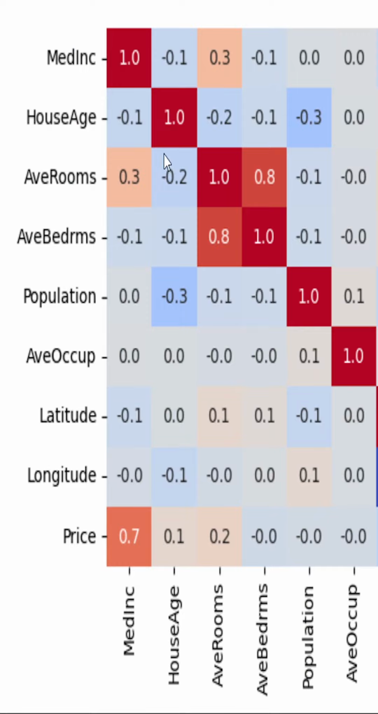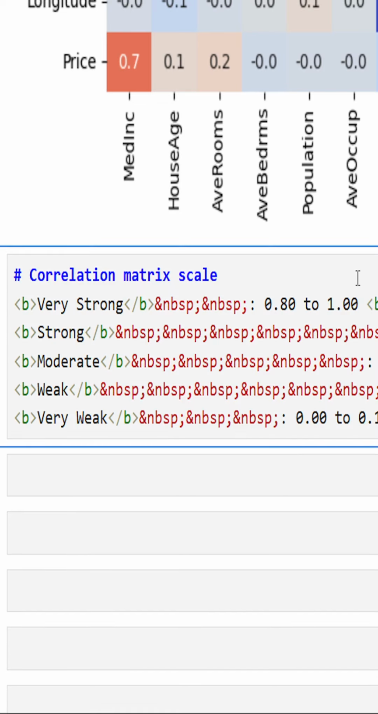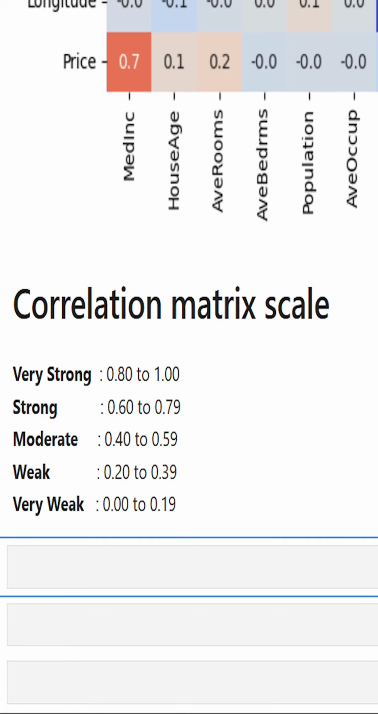That's how this looks. So we have numbers here. What these numbers mean is I've created a correlation matrix scale here. If the number is between 0.8 to 1, it's a very strong correlation. That means that feature is correlating very strongly towards the target variable. And similarly, we have these other values here. This is a general intuition, but this might change based on the field of study you're working on. That is something you have to keep in mind.